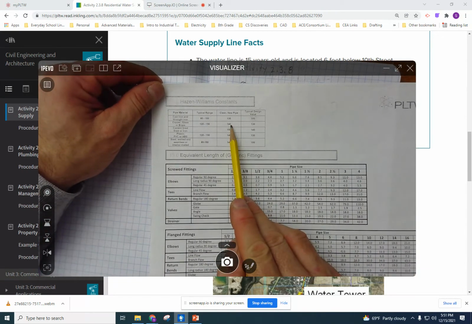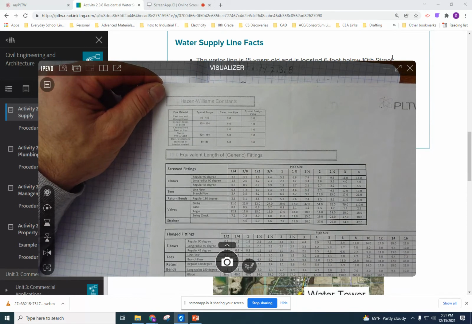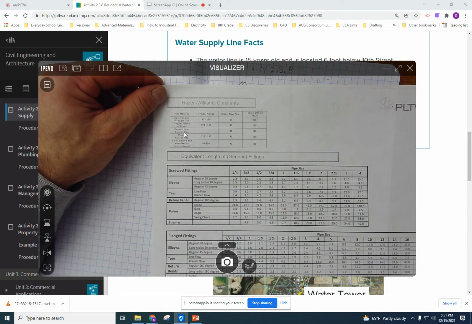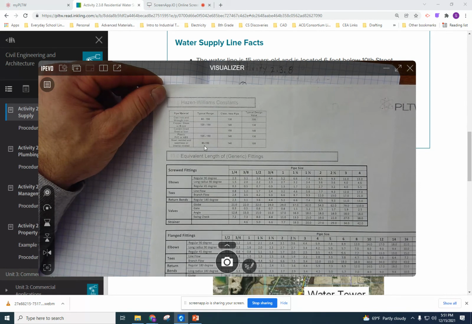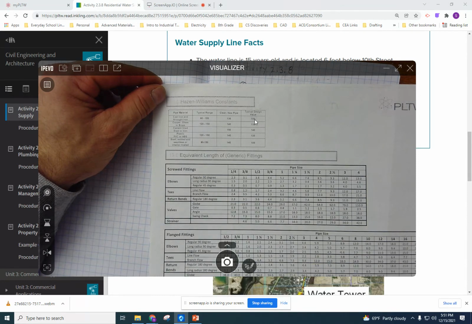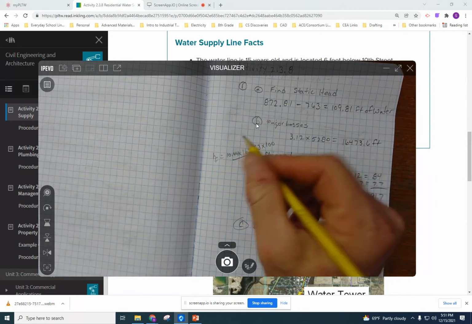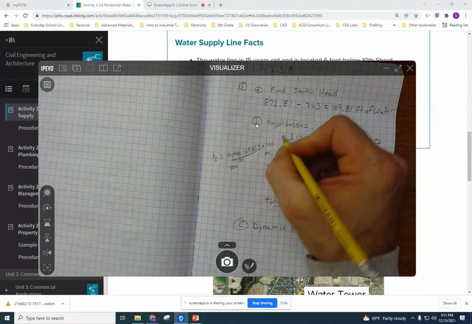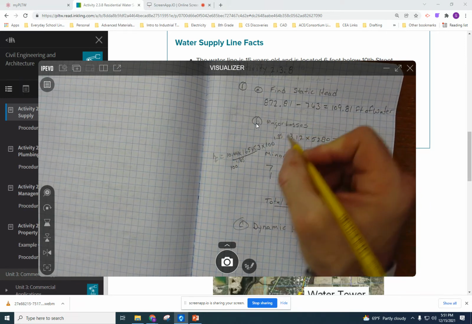that's this. Now, what kind of pipe do we have? Let's go back and look. We have cast iron that's old. So here's our cast iron right here. This would be a value for the new pipe. This is a value for an older pipe. So 100 is our C. So if we come back here, this is going to be 100. By the way, this is to the 1.85.